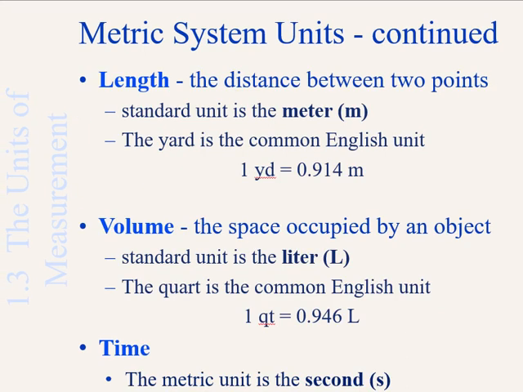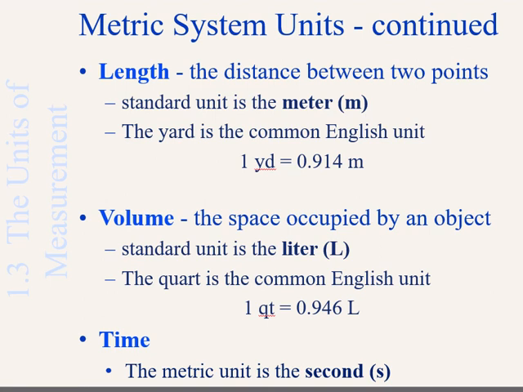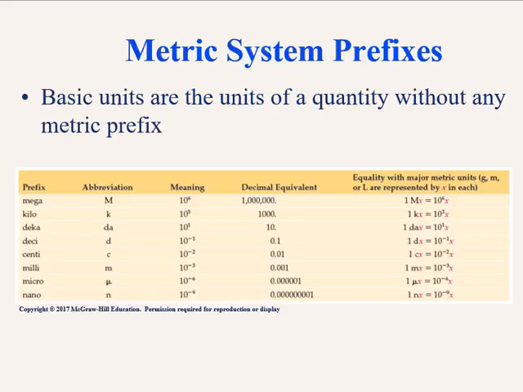So length, mass, and then there is volume. Volume is measured in liters. 1 quart, which is the English unit that you may be aware of, equals 0.946 liters. Then there is time. Time is measured in seconds.